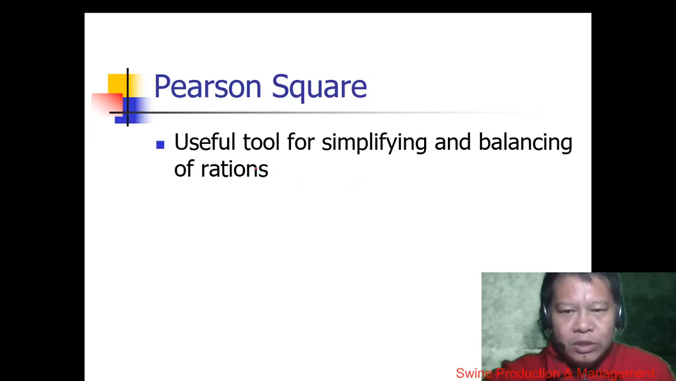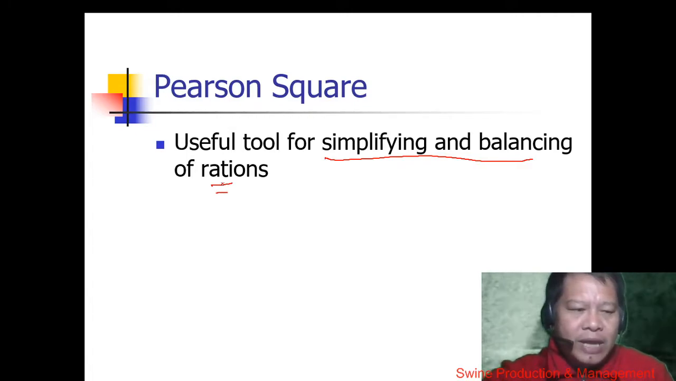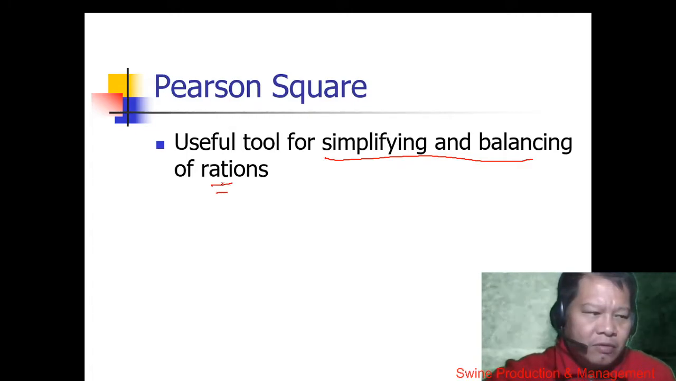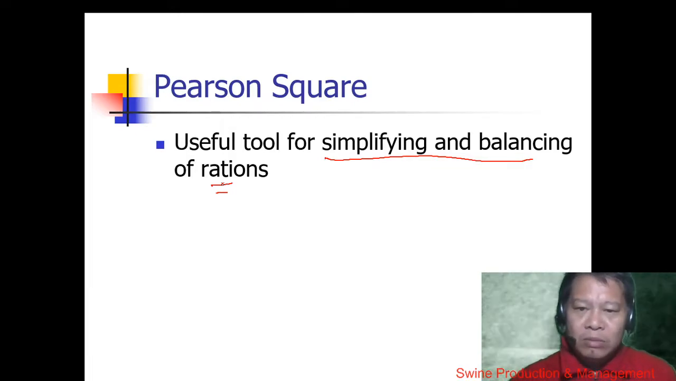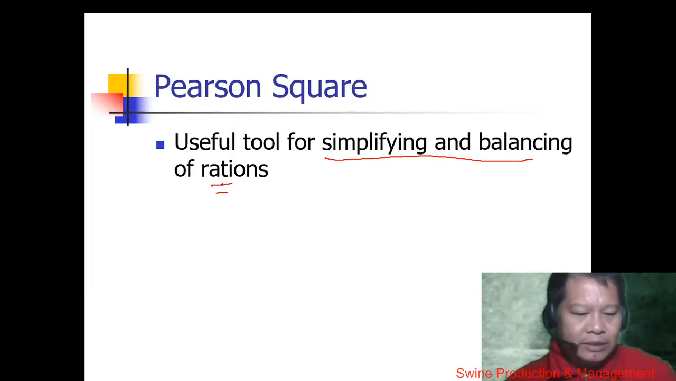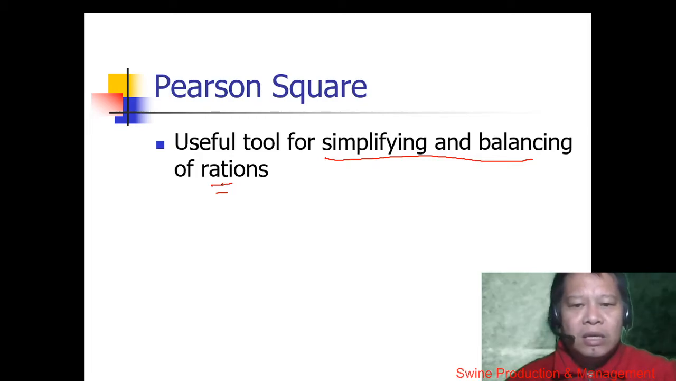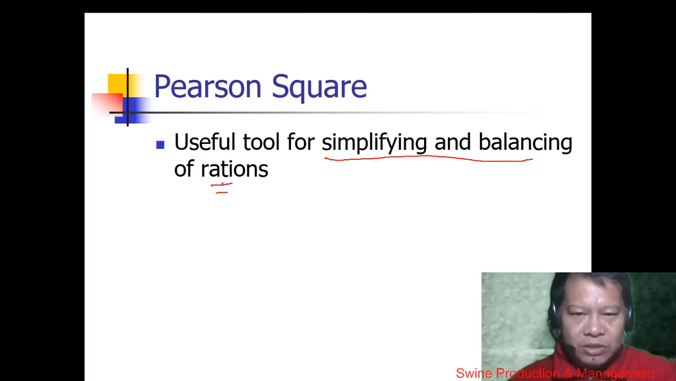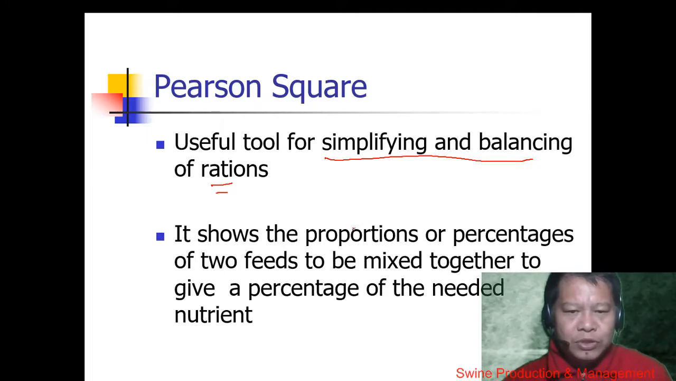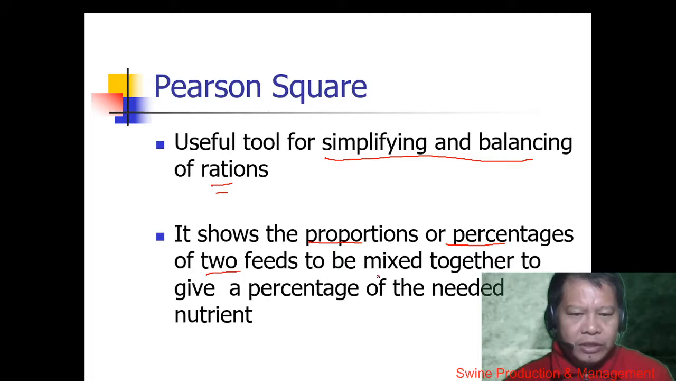The Pearson square method is a useful tool for simplifying and balancing rations. When we say ration, we're talking about a diet enough for one meal in a day. So it is a tool for simplifying and balancing rations. It shows the proportions. With the Pearson square, it shows the proportion or percentages of two feeds to be mixed together to give a percentage of the needed nutrients.